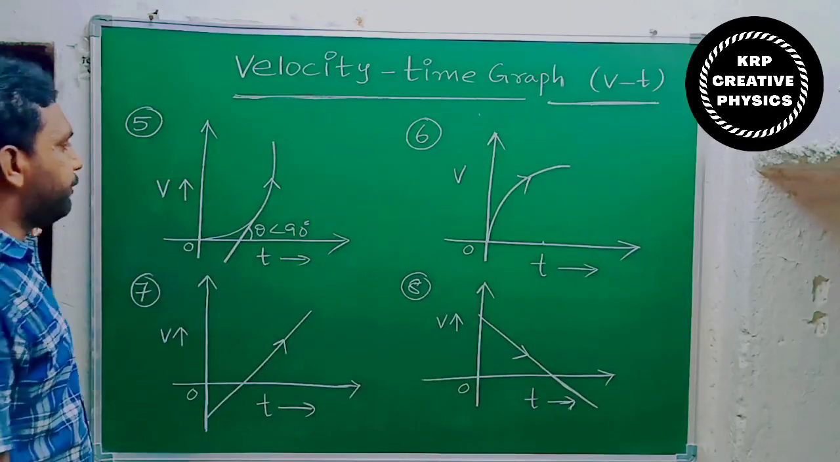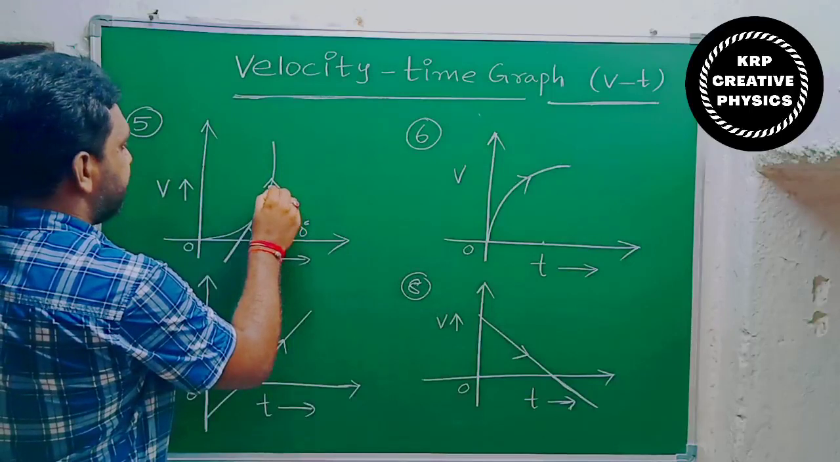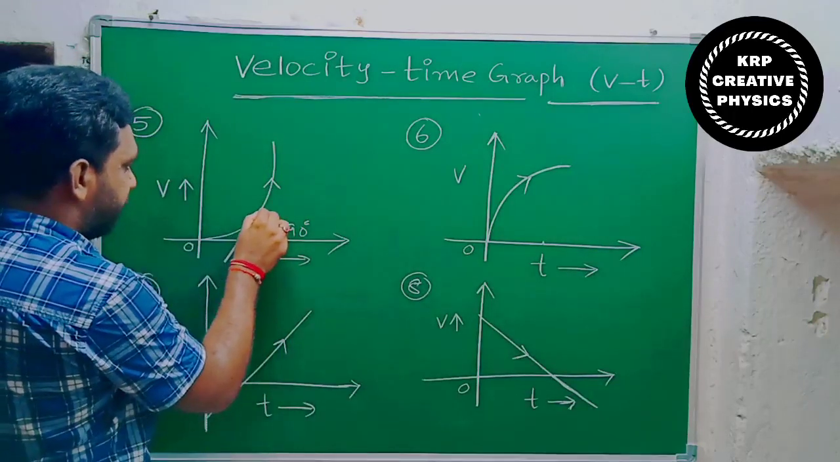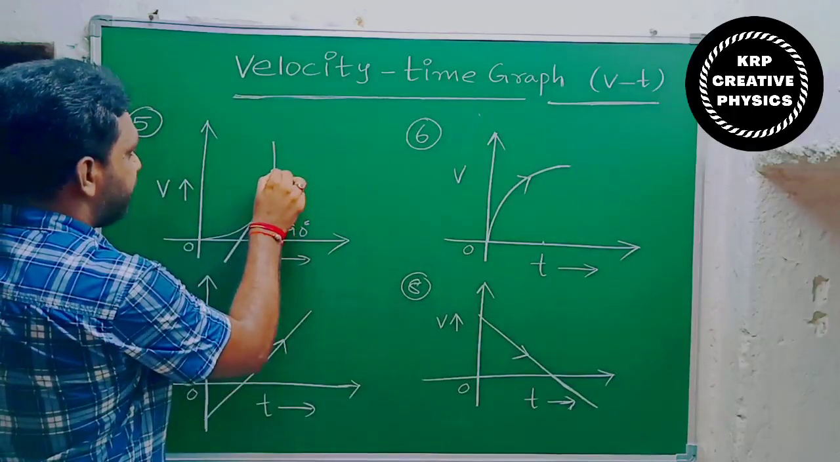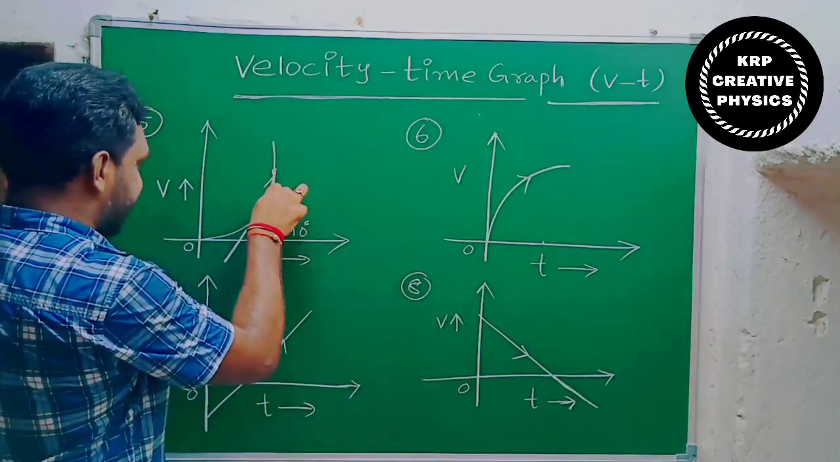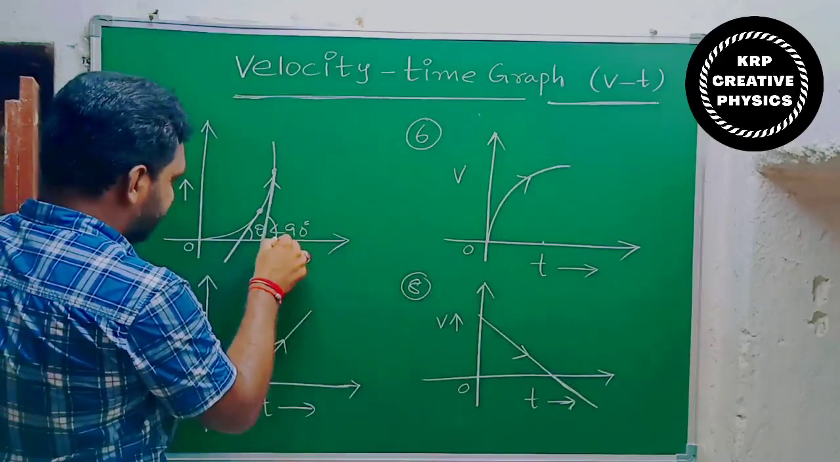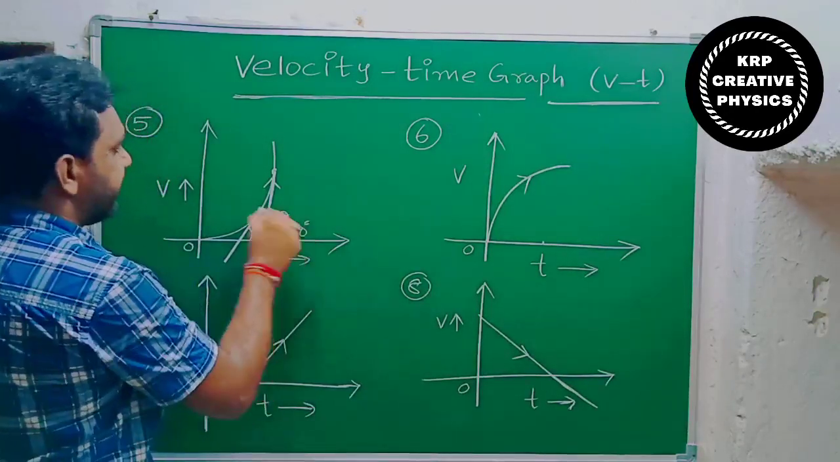And at the same time, its slope is increasing. How can I say its slope is increasing? This is the angle at this particular point. Now I will consider one more point here. I am going to draw the tangent. So this is a tangent. Just consider the angle here. So the angle is increasing.